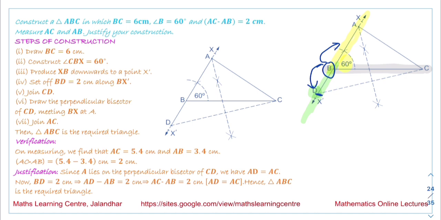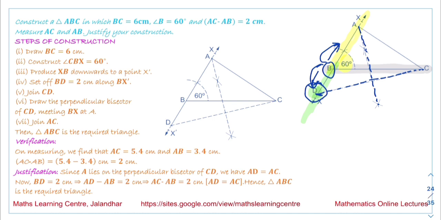Now we join the 2 points D and C, and then we draw the perpendicular bisector. So in both this problem and the previous problem, the only difference is how to draw this point D. In the previous case, this point D was on BX. In this case, this point D is on BX dash, and hence we will obtain this triangle ABC.